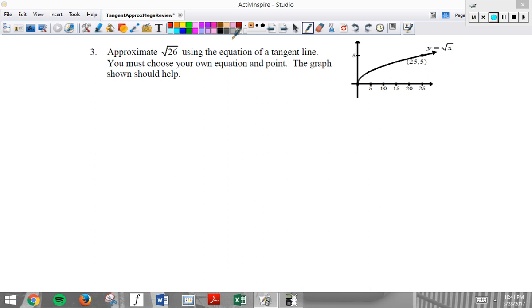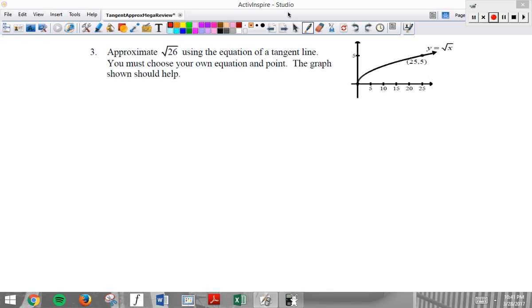The graph gave you a point. How could you use this point to help you? How could you pick this point? Because 25 is really close to 26. And why is 25 helpful here? Because I can actually do the square root of 25 by hand. This is a non-calculator section.